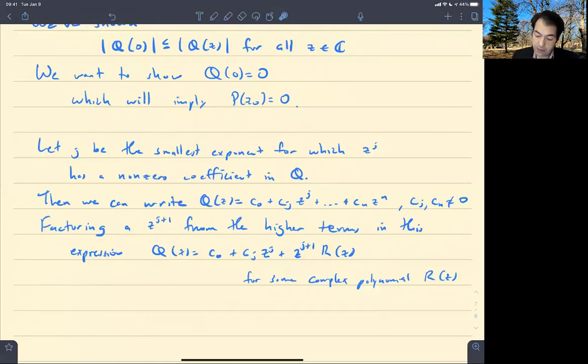However, because for small mod z, this is the leading term, I'll just focus on this guy to make this small. And since this guy will be larger than this, that'll be enough. Okay, so that's the plan. Here are the details.